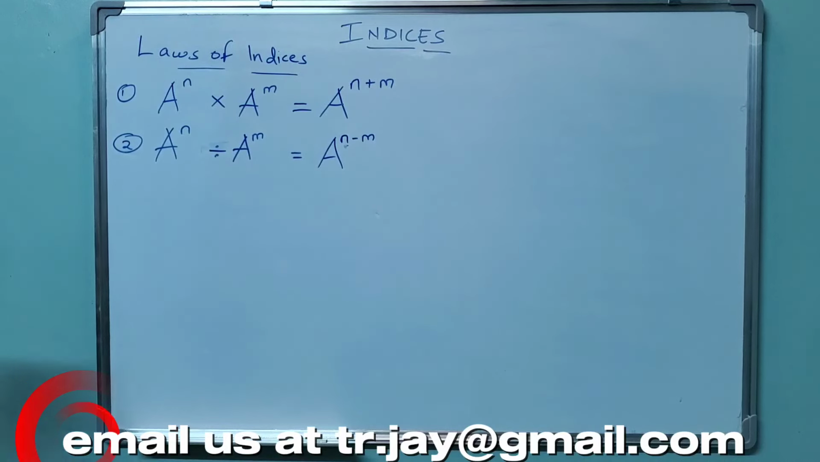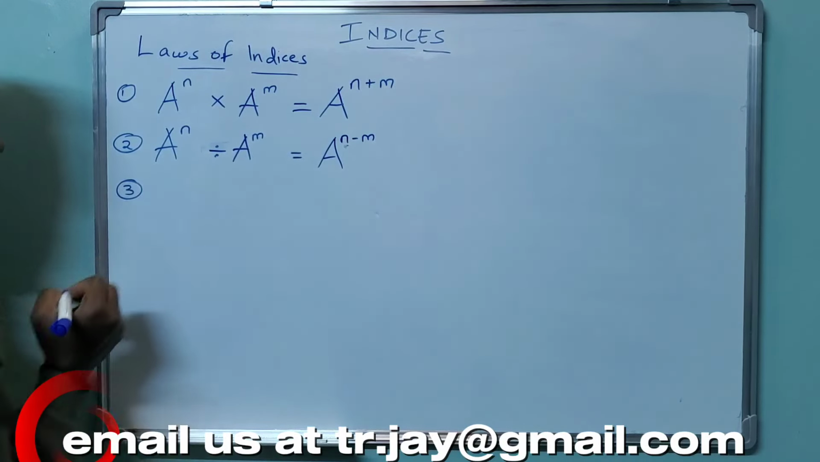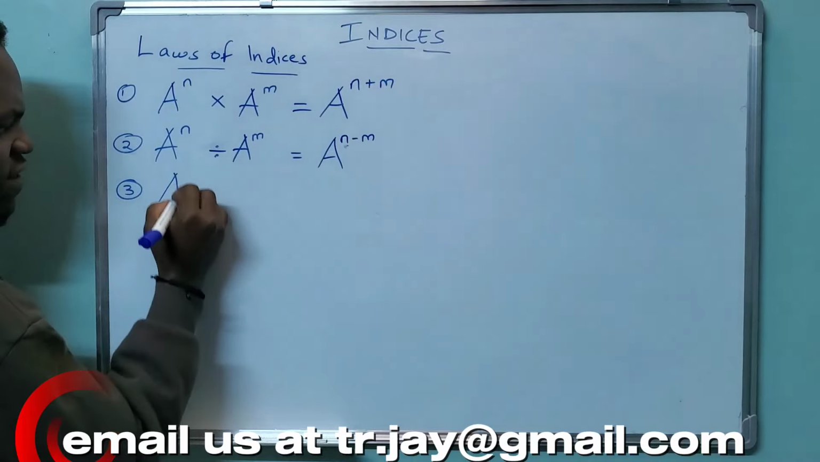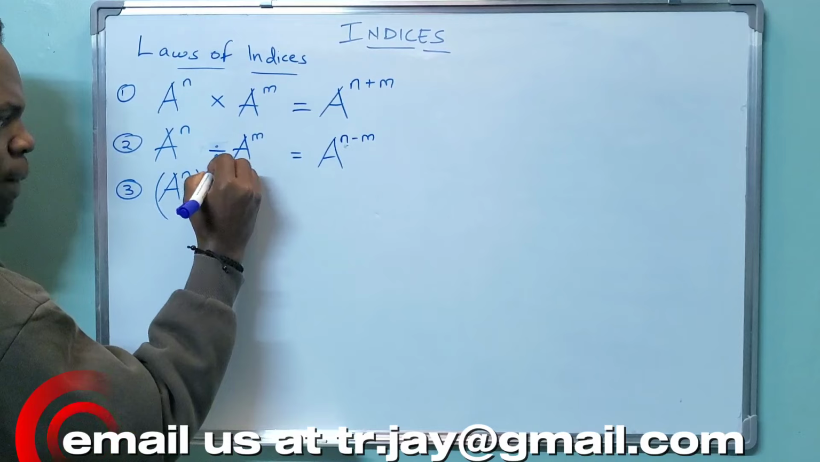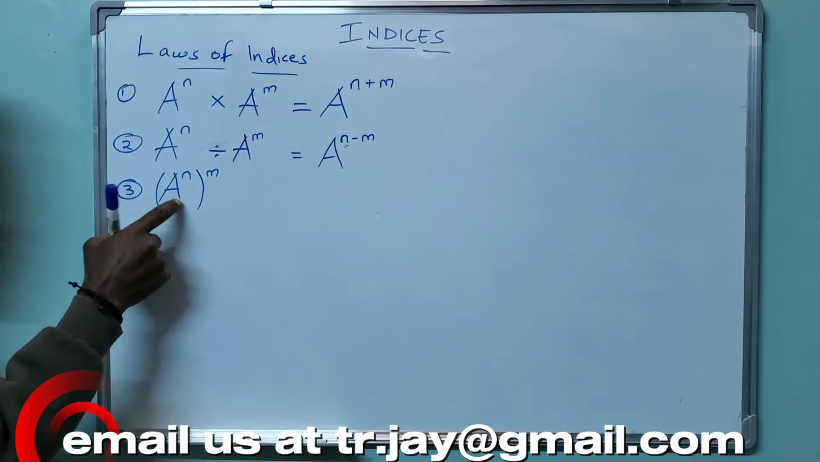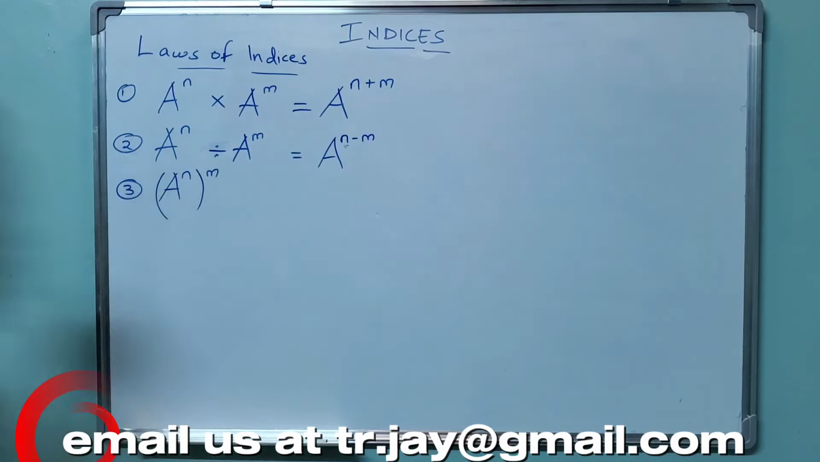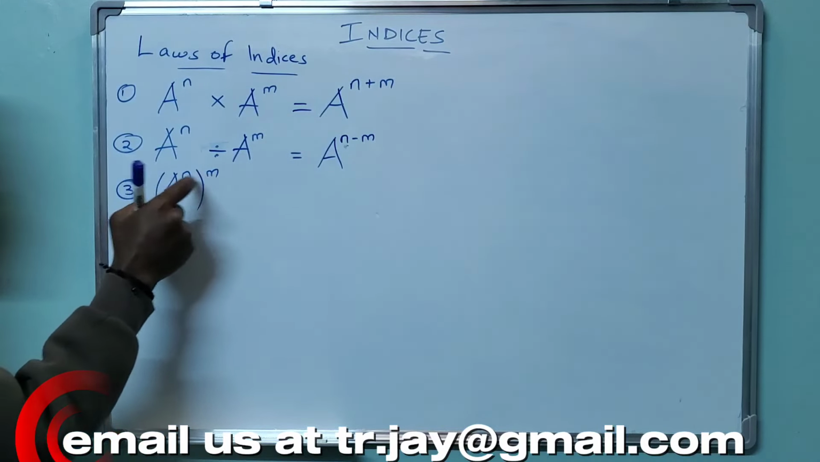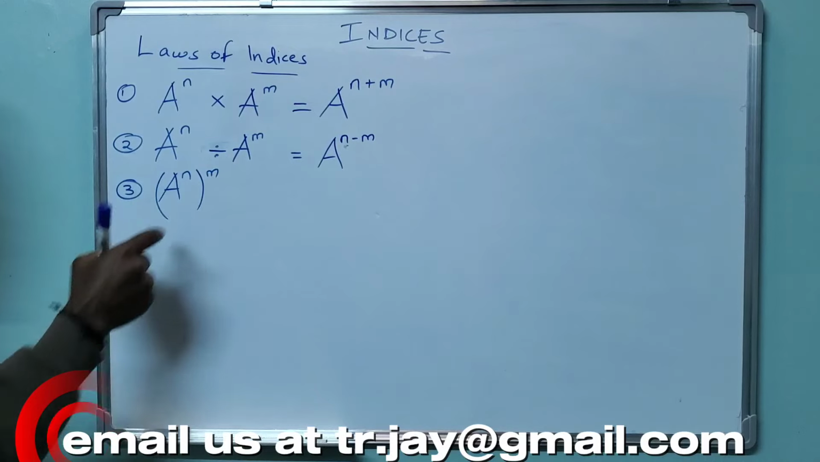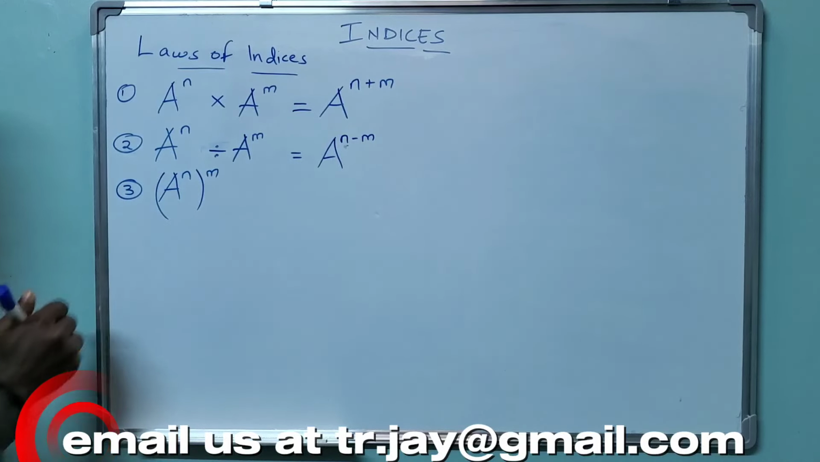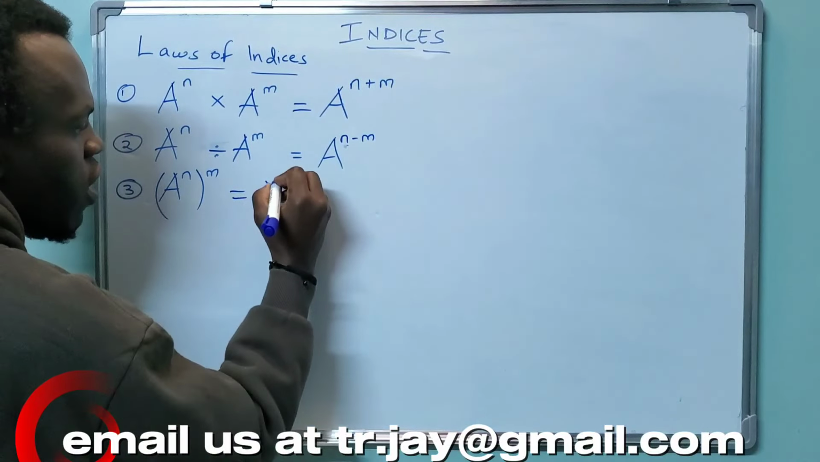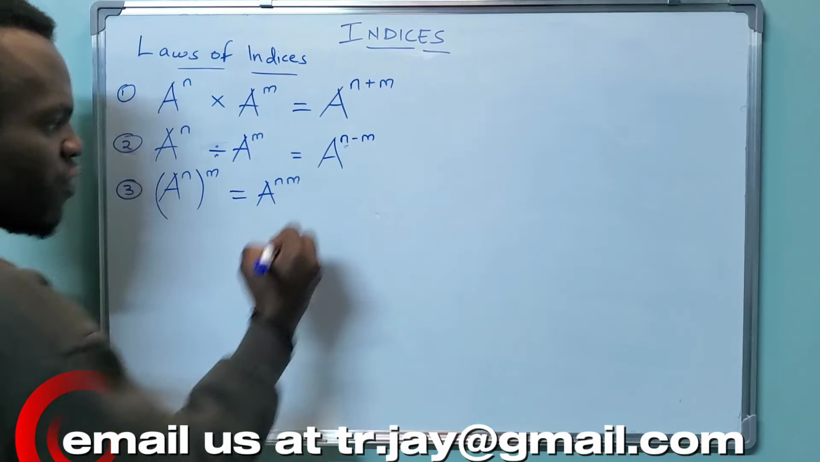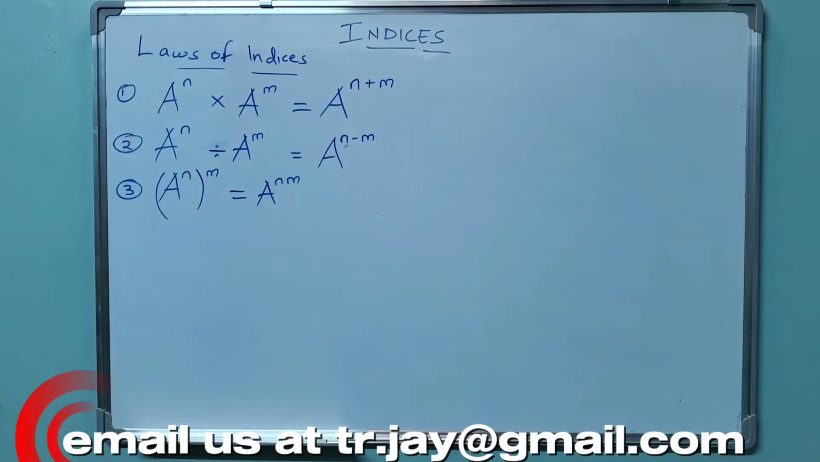The third law of indices tells me that if I have an index a raised to power n, in bracket raised to power m, so this index is raised to another power m, we are going to multiply the two powers. So I'm going to have a common base a, raised to power nm, that is n multiplied by m.